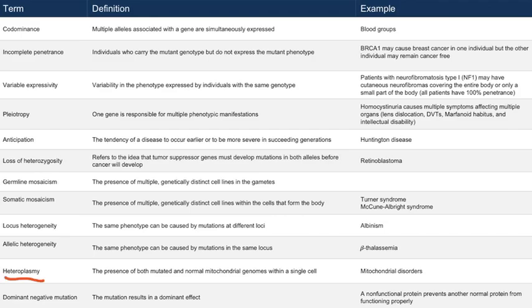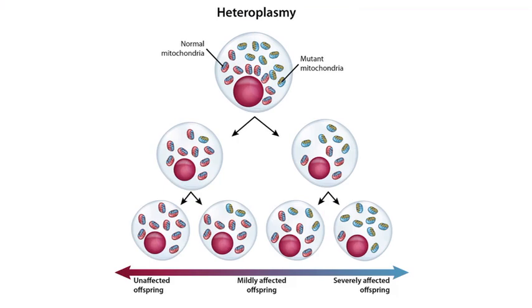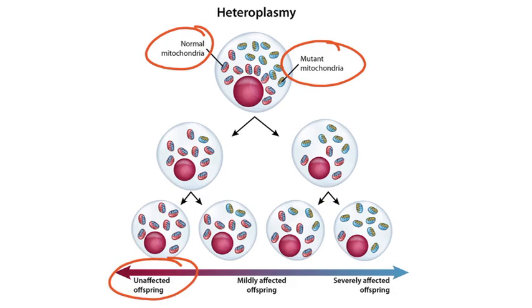Okay, moving on. Heteroplasmy is defined as the presence of both mutated and normal mitochondrial genomes within a single cell. Mitochondrial disorders are classically associated with heteroplasmy. This is a figure that illustrates heteroplasmy, which can be found in section 1 of genetics. Notice that there are both normal mitochondria and mutant mitochondria shown in the image. In some patients, there will be very little or no mutant mitochondria, resulting in unaffected offspring. On the other hand, some patients will have many mutant mitochondria, resulting in severely affected offspring.